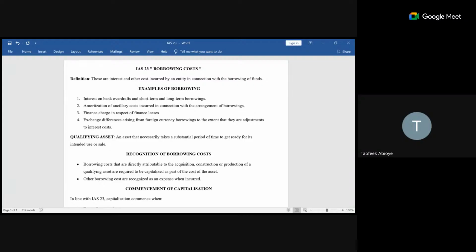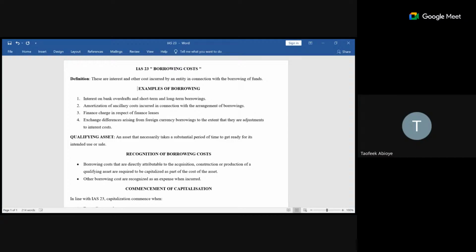If it is a qualifying asset, that's when we can capitalize the borrowing cost in line with IAS 23. But if it is not a qualifying asset, we are not going to capitalize. So please let's take note: we are not going to capitalize any borrowing cost on a non-qualifying asset.